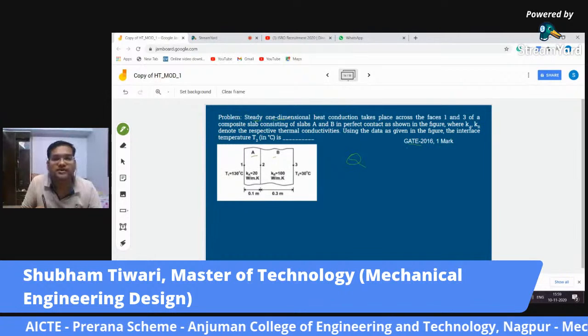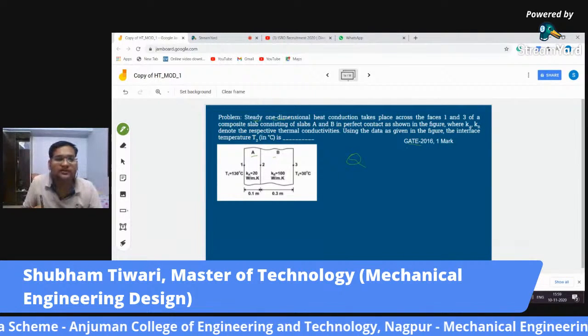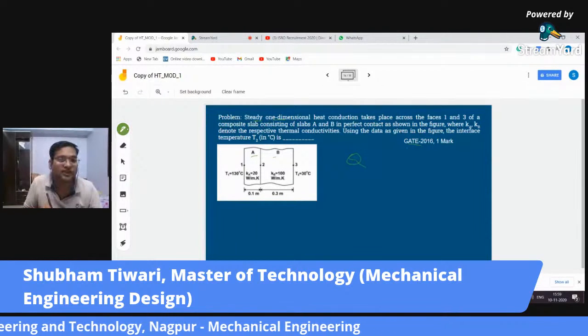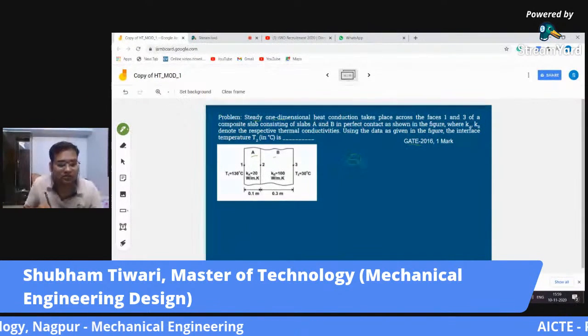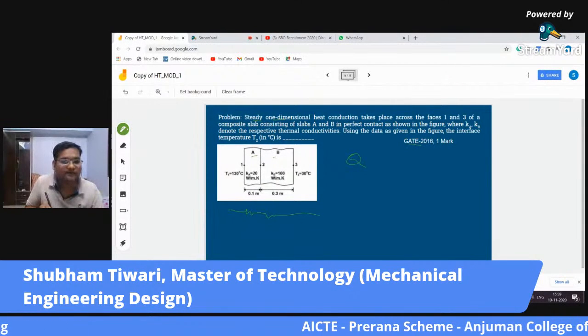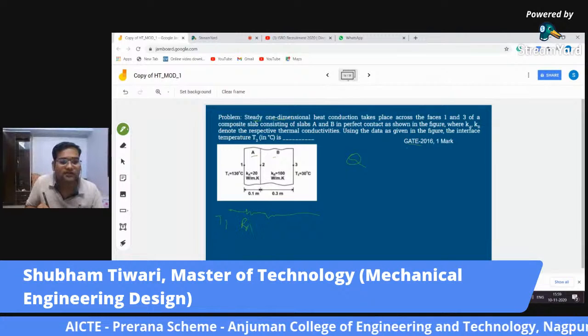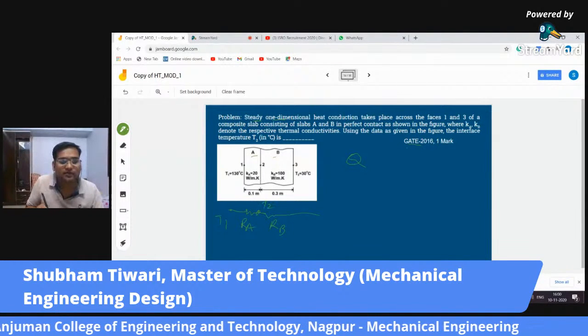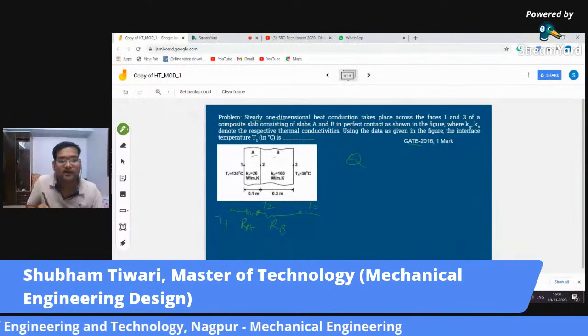Now it says, using the data as given in the figure, you have to find out this temperature T2 at this point. So what we can draw is this simple circuit diagram. This is temperature T1, resistance of wall A, resistance of wall B. This is point 2, here temperature will be T2 and here it will be T3.